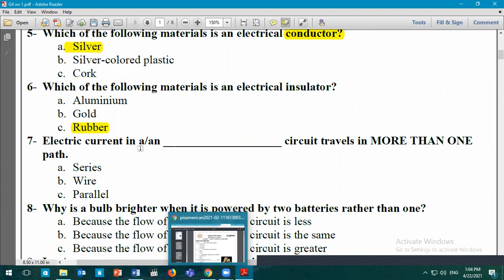Electric current in a circuit travels in more than one path. In what circuit does it travel in more than one path? Series, wire, parallel. It's here, more than one path. This is where the answer is. More than one path. Parallel. Parallel, yes. Well done.